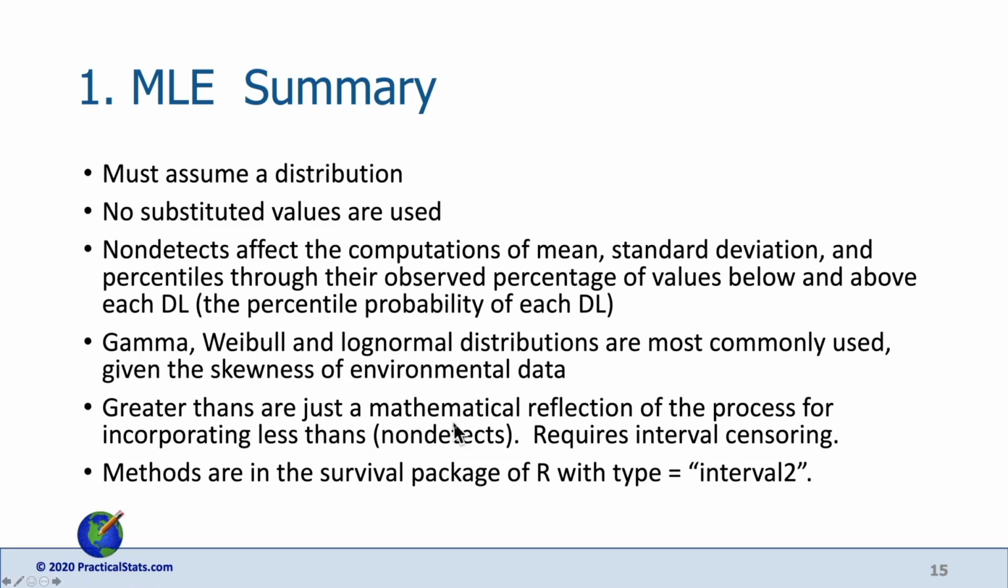Greater thans are just a mathematical reflection of what's been done by folks in the environmental fields in the low end, taking the proportion less than a detection limit and saying, well, I can do the same thing on the upper end. Actually, they did it first in medical statistics. So looking at the proportion of data above that high threshold of 30. And to do that, it requires interval censoring. That's the format you need in order to represent both of them in a data set. So you will be using this interval type or format when you put in your data.